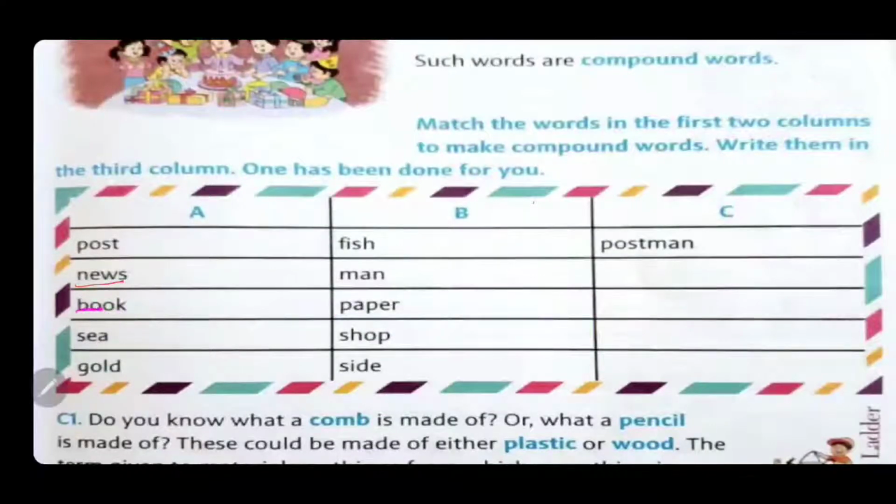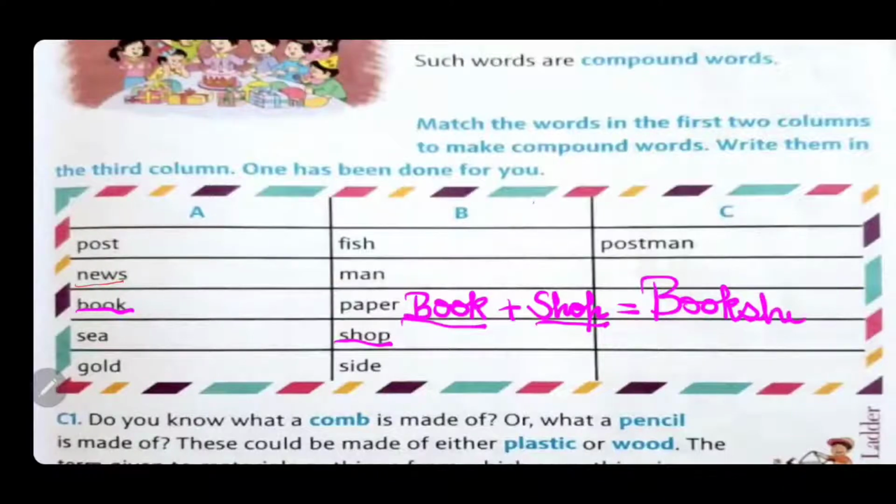Similarly, book plus shop, that is book, B-O-O-K, book plus shop, S-H-O-P, shop, right? So here one word is book and the other word is shop. By joining these two words, that is book and shop, we form a new word, that is bookshop, B-O-O-K, book, shop, S-H-O-P, shop, right? So by joining these two words, we get a new word, that is bookshop, right? And this new word is a compound word, right?